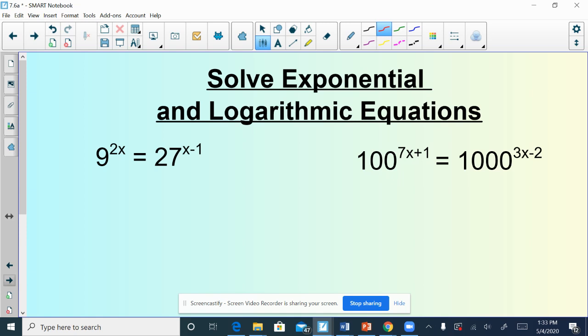In these types of scenarios, though, I'm always going to make it so that the numbers could be written with the same base. 9 and 27, I hope at this point you guys look at those and you say, well, 9 and 27 do have something really in common. 9 is 3 to the second power. So I replaced the 9 with 3 to the second power, and 27 is 3 to the third power.